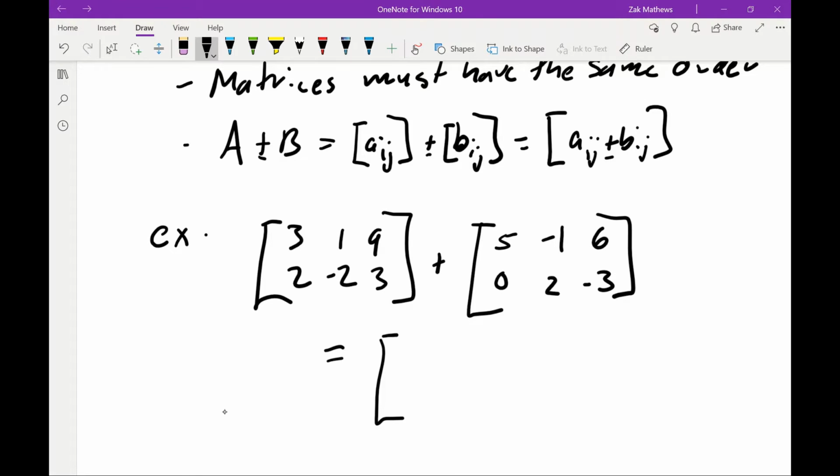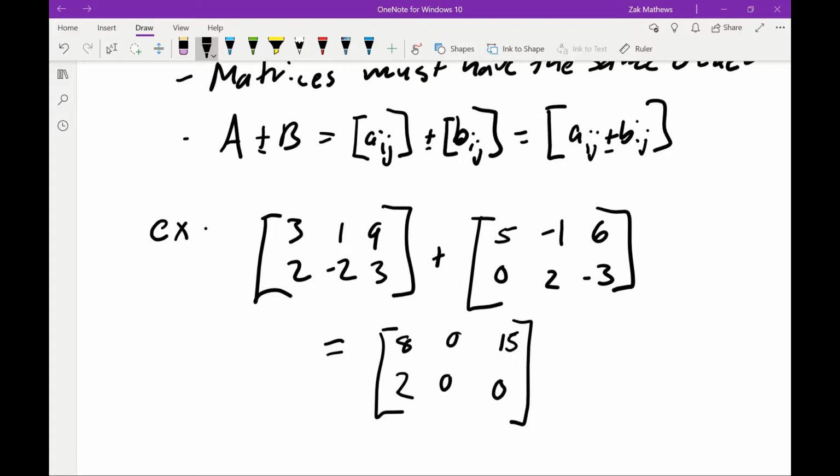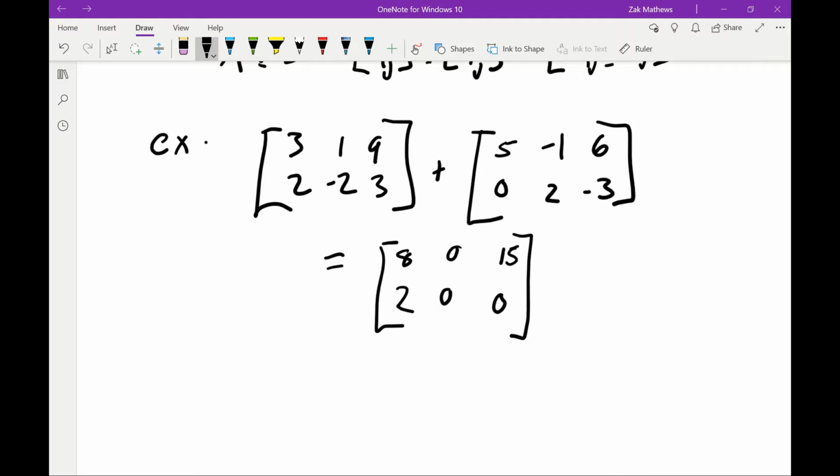So I'm going to take my 3 and add my 5, it's going to give me 8. I take my 1 and add my negative 1 because they're in equivalent positions, the first row, second column. 1 and negative 1 is 0. 9 and 6 give me 15, those are both in the first row but in the third column. Moving to my second row, I see that I have 2 and 0 in the first column, that would give me a 2. Negative 2 and 2 is going to give me a 0, and 3 and negative 3 will give me a 0 there. So this is my resultant matrix when I add those two initial matrices.